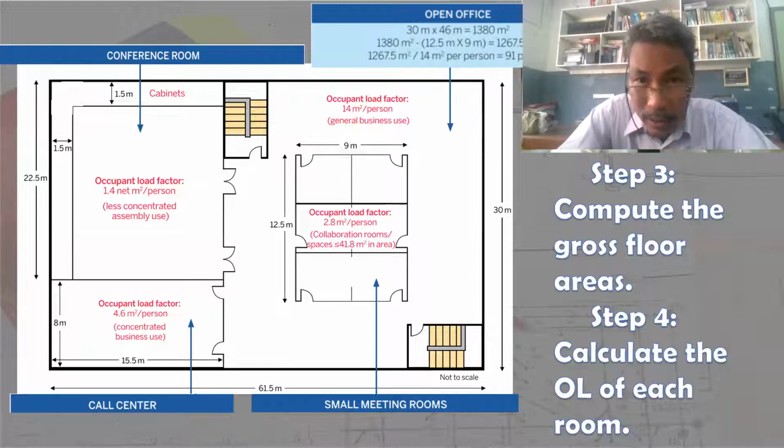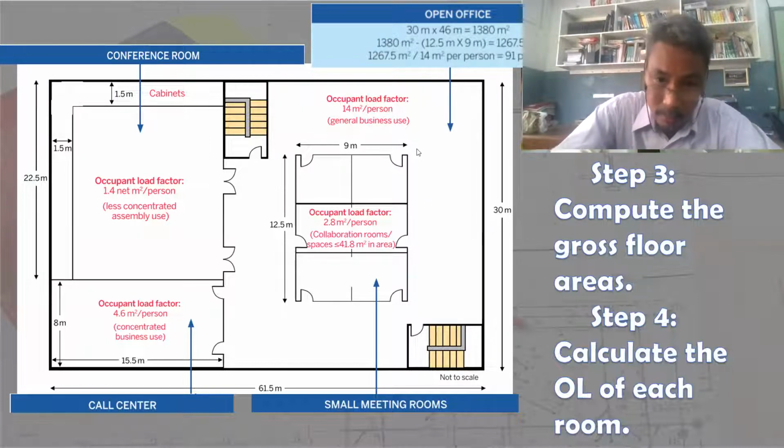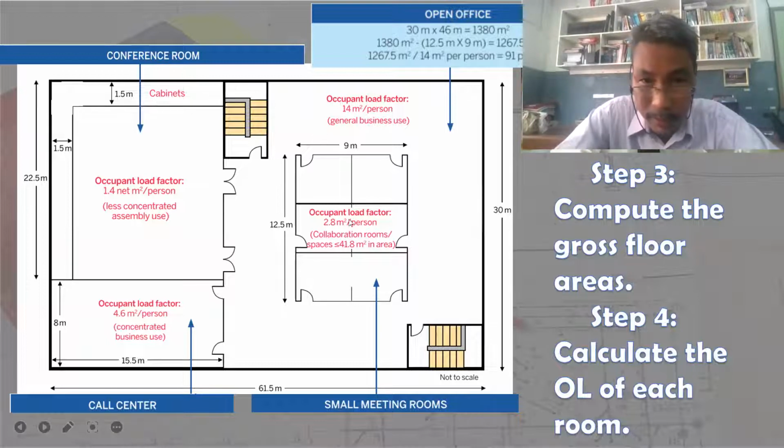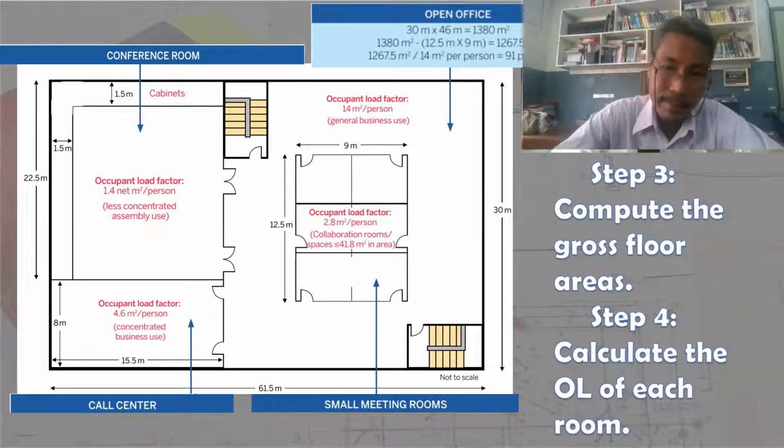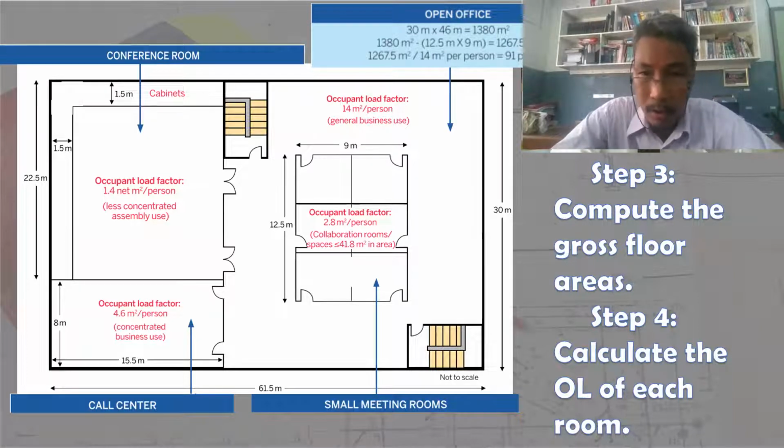So 30 meters by 46 meters, that is about 1,380 square meters. Let us subtract the footprints of the floor for small meeting rooms, and that is 12.5 meters by 9 meters. So 1380 square meter minus 12.5 meter by 9 meters, that is 1,267.5 square meters. Therefore, we can apply the occupant load factor by dividing that floor area. So therefore, 1267.5 divided by 14, we have 91 persons. So 91 persons, the occupant load for open office.